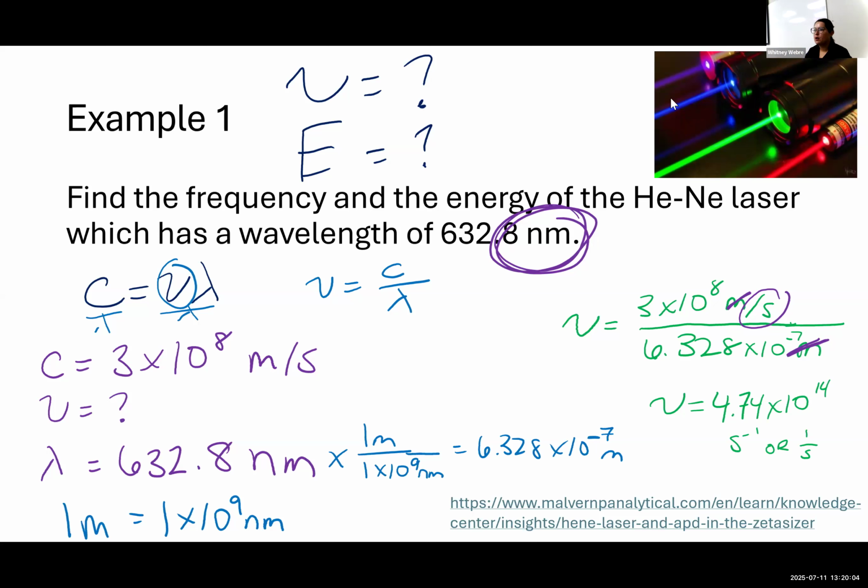So just a reminder for these problems, majority of the time you have to convert the wavelength to the correct units. I can give it to you in centimeters, I can give it to you in nanometers, but because c is always in meters per second, you have to make sure your units are consistent. So double check that before you solve. I would just do everything in meters. If you want to be extra, you can also convert the speed of light from meters to nanometers, but I wouldn't recommend it.